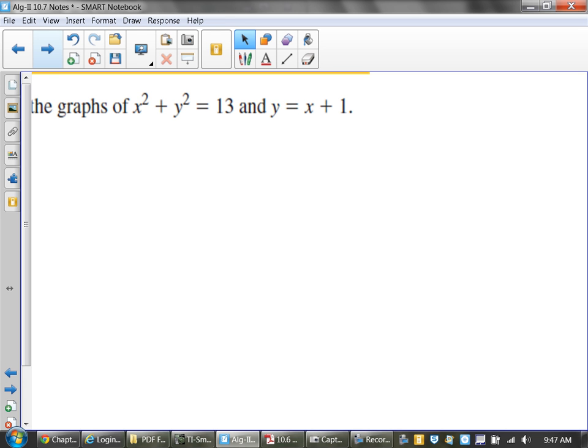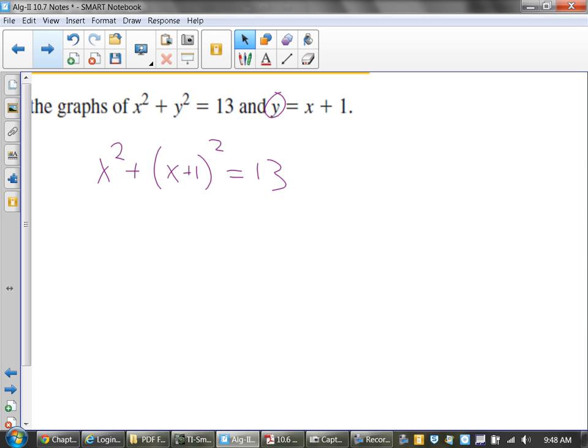So right now, I have x squared plus y squared equals 13, and y equals x plus 1. What is x squared plus y squared equals 13? What shape is that? It's a circle. Very good. And then obviously this is just a line. Since I already have y by itself, I'm just going to use substitution. I get x squared plus (x plus 1) quantity squared equals 13.